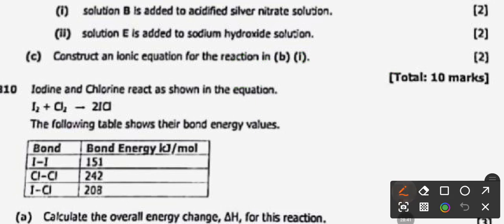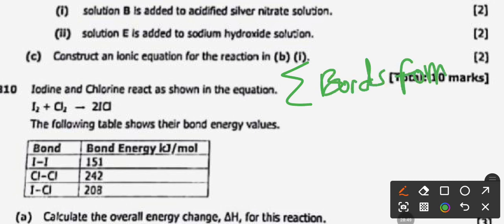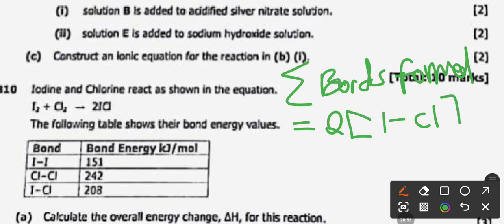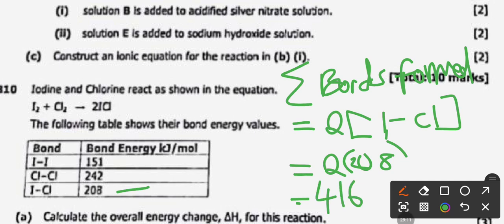Then the sum of enthalpy change for the bonds formed will equal to 2 times the iodine to chlorine bond, which has an enthalpy of 208. So this is 416 in total.